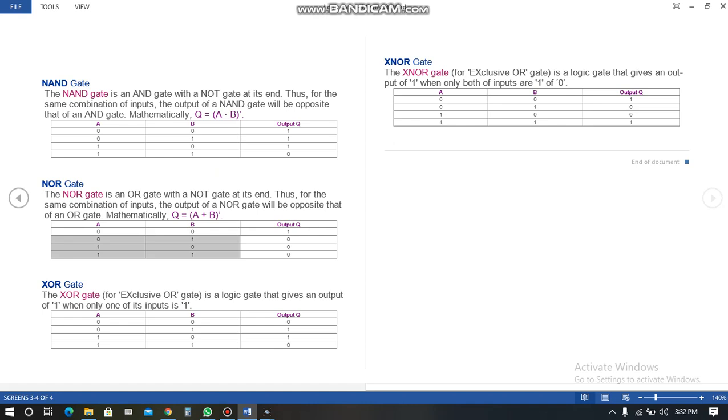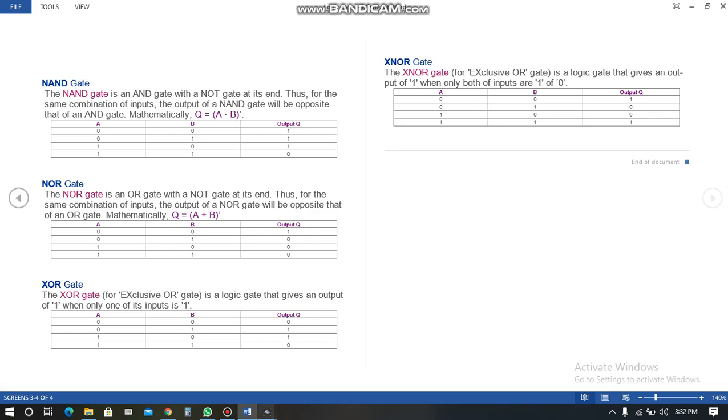And the last one is XNOR, not exclusive OR gate. In this we see that if we get the same signal in the input, in both A and B, we get a high in the output. In all other cases, where one is high and one is low, we get a low signal in the output.